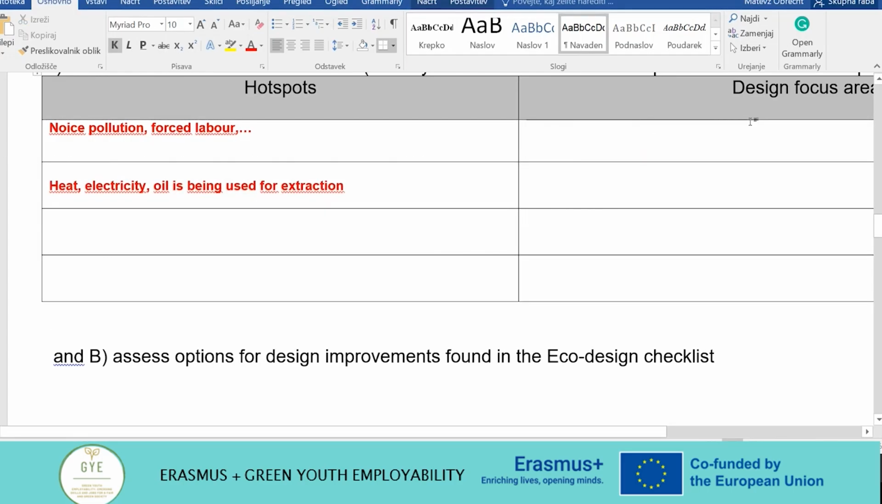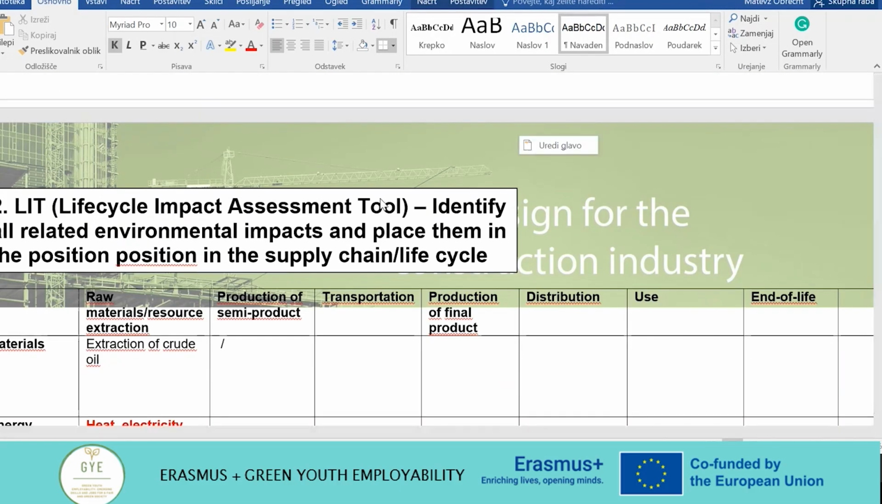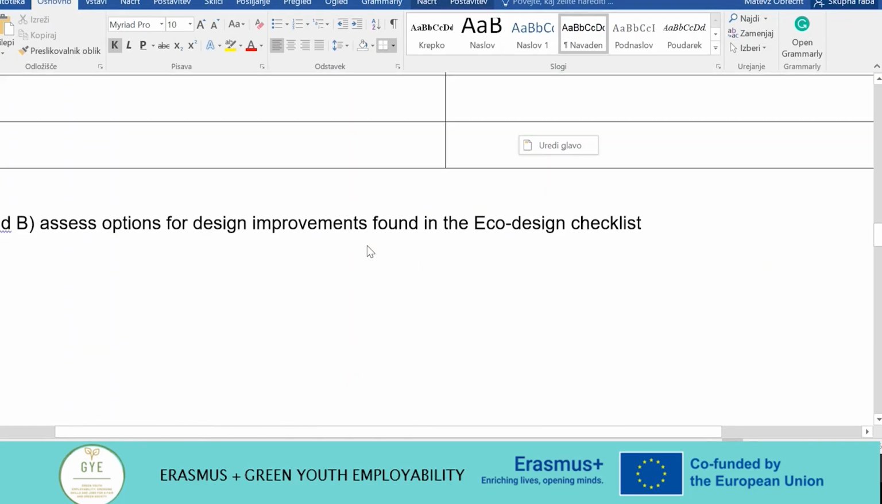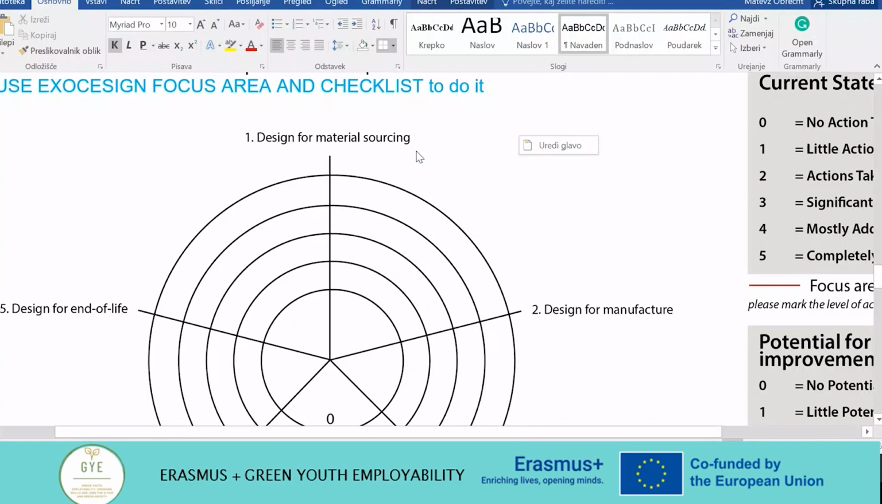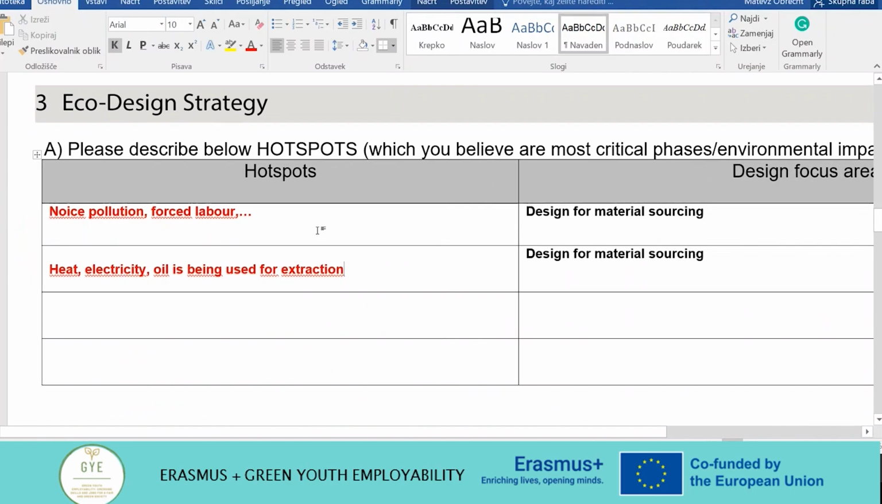And then you will define the design focus area. So the design focus area in both cases is the first one, so the raw material extraction. So you have it here, the design for material sourcing. So you will define which phase is the most important to improve. Design for material sourcing, and in this case, it is the same in both cases. So you will have hotspot 1, hotspot 2. Both of the times, its design focus area is design for material sourcing. So this is the first phase.